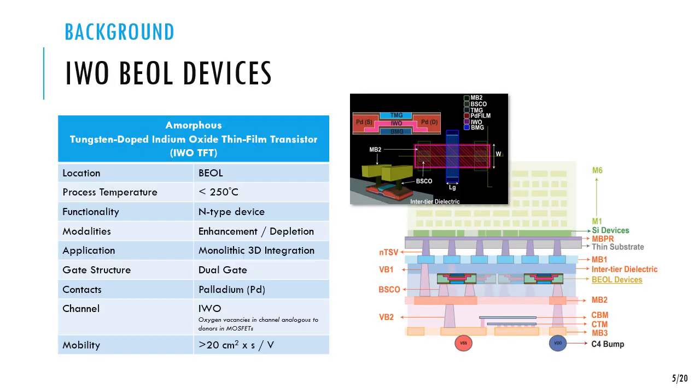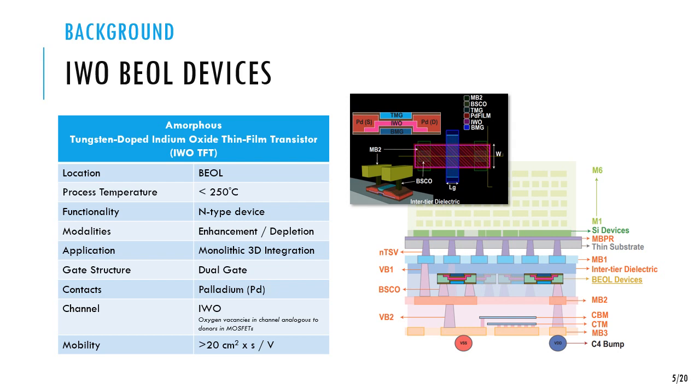In order to characterize our backside voltage regulator, we need to first understand how we integrate the back-end of line devices in our metallization stack. These special back-end of line devices, or tungsten-doped indium oxide devices, allow for complete back-end of line integration, given that their process temperature can be up to 250 degrees Celsius. And since they are functionally N-type devices, we have to compensate by leveraging their enhancement and depletion mode operations to allow for proper IVR design.